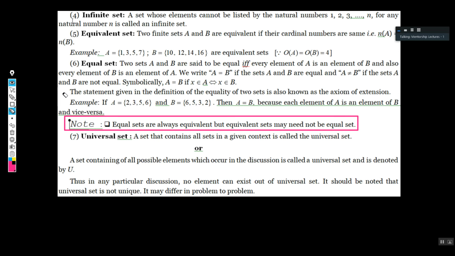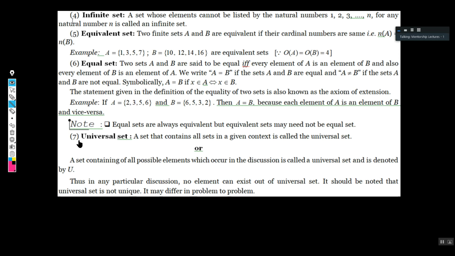Next is universal set. In fact, the literal meaning of the word itself gives you the definition. The literal meaning of universal: a set that contains all sets in a given context is called the universal set.